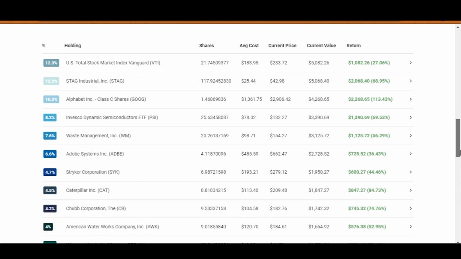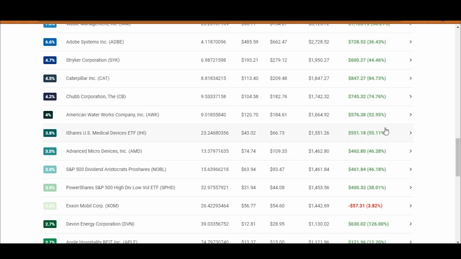The next one, we have Chubb Corporation, which is an insurance company. Insurance was a risky investment, but I did my research and I was really happy with Chubb Corporation, and I was right. It has gone up 74%. American Waterworks is another essential company that I thought my money would be safe in. It has gone up 52%. Then I have an ETF for medical devices. We're going to be needing them, so that's why I bought into them, and that has gone up 55%.